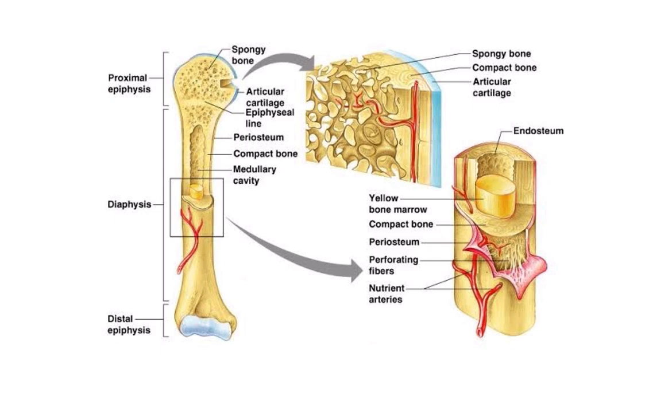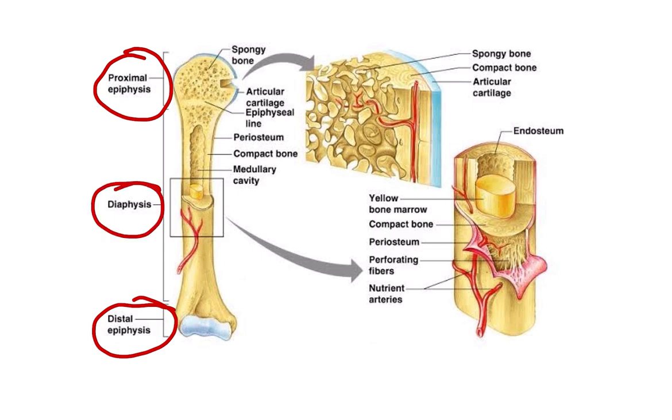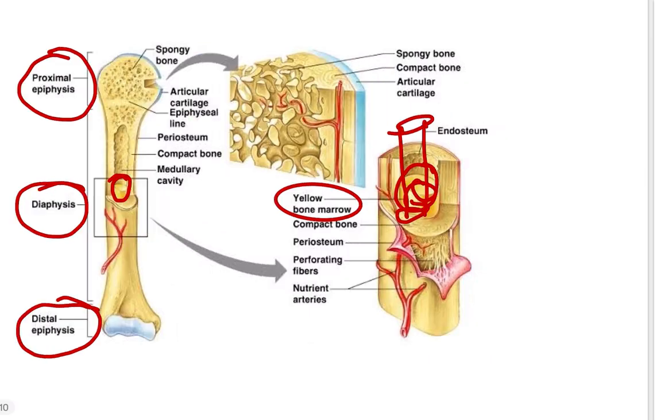Here we can see the cross section of a long bone and the different parts of the bone. This is the epiphysis, and in the lower part also the epiphysis, that means the proximal and distal epiphysis, and in the middle part there is the diaphysis. In the medullary cavity there is the yellow bone marrow. This yellow bone marrow is the normal content of the medullary cavity, and when a nail is introduced through this medullary cavity, the yellow bone marrow is compromised or injured.